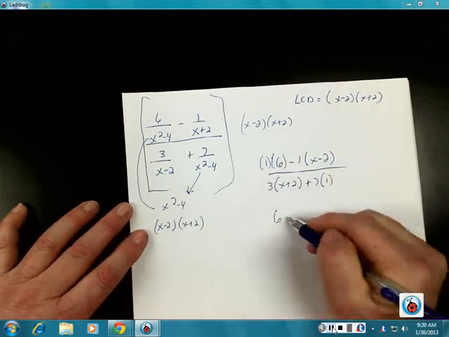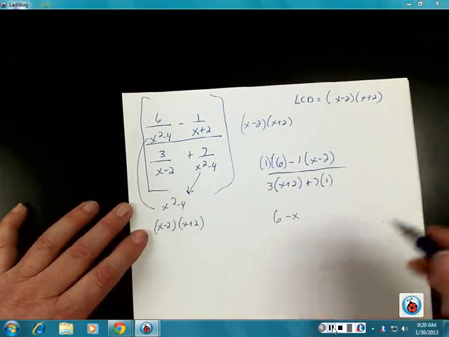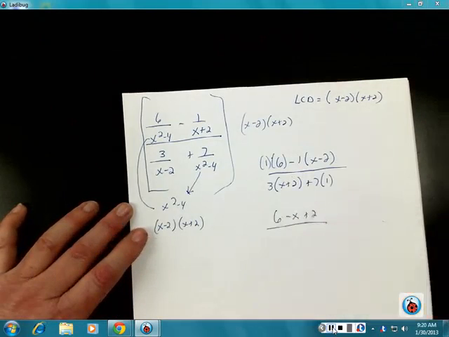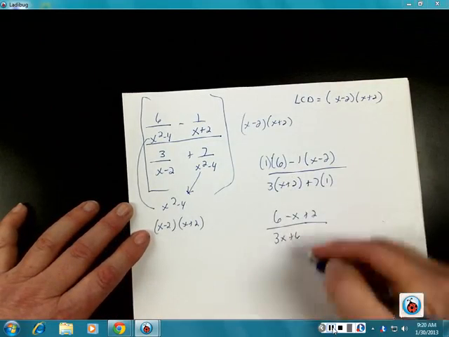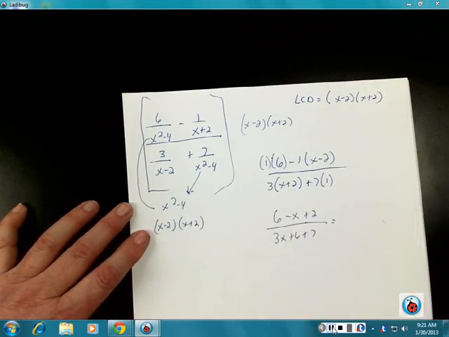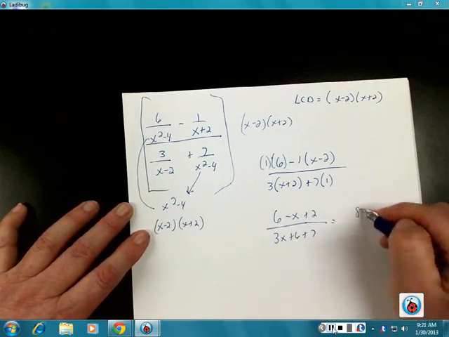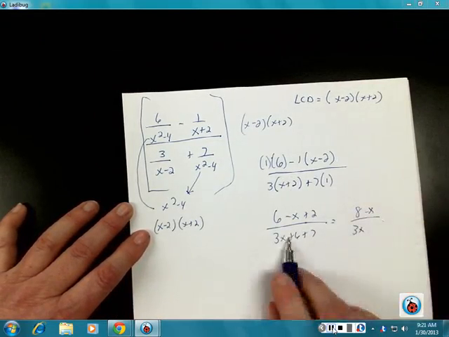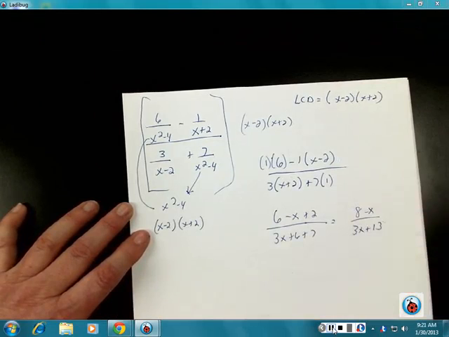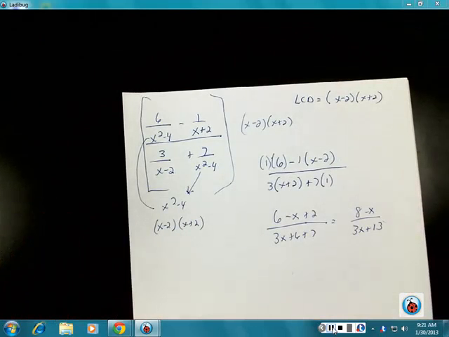Negative 1 times x is a negative x. Negative 1 times a negative 2. And in the bottom, 3 times x is 3x. 3 times 2 is 6. Plus 7. Combine like things, 6 and 2 is 8 minus x. And what's in the bottom? 3x. 6 plus 7 is 13. Can I do anything with that? Does it factor? It doesn't. So I gotta quit wondering. Because it doesn't factor, that's my answer. Okay or not okay?